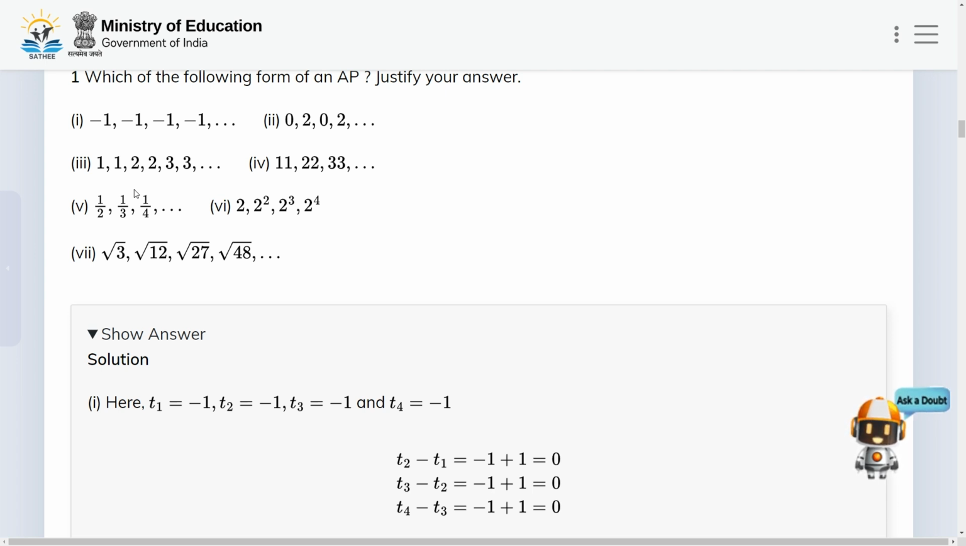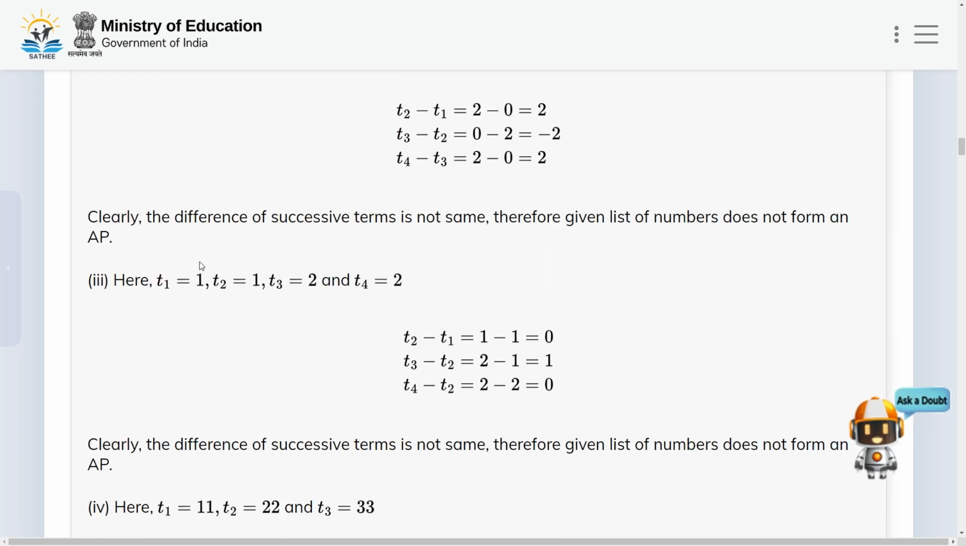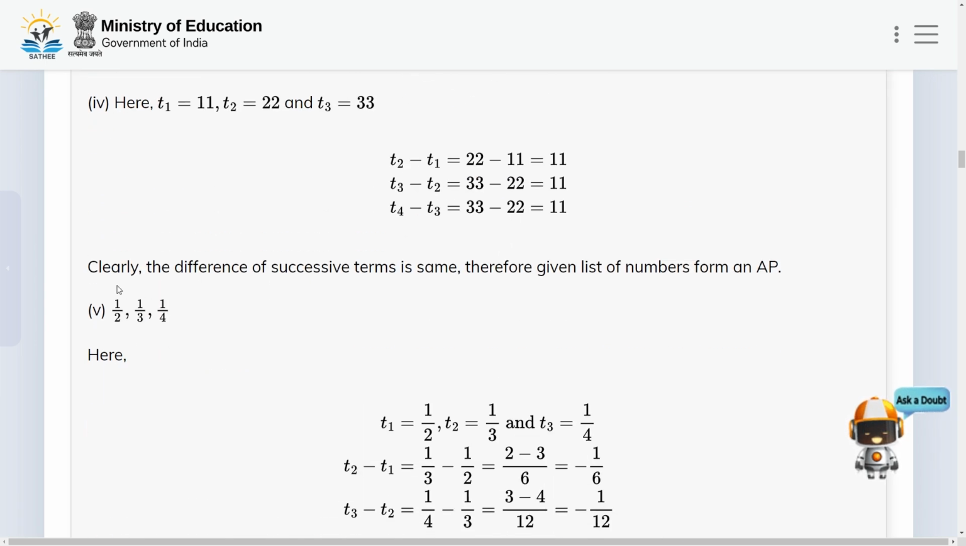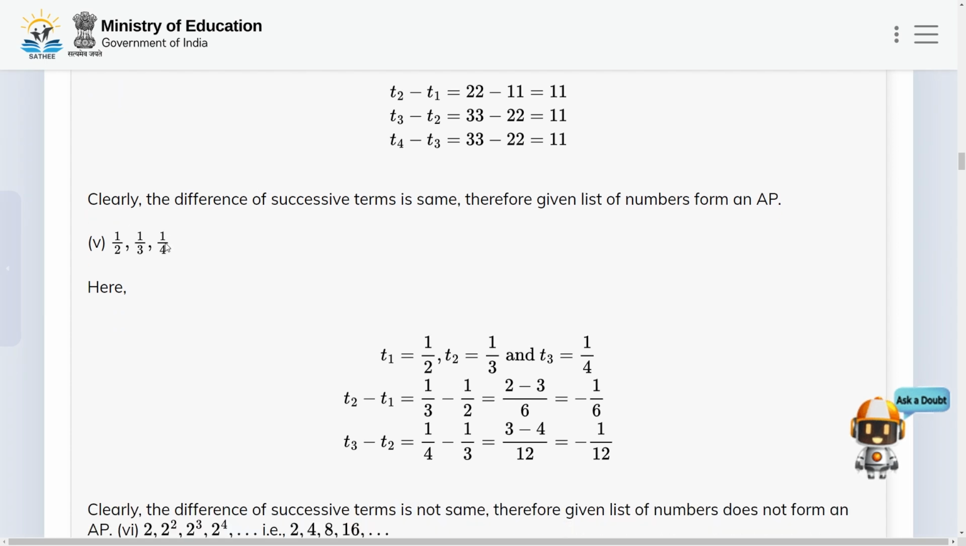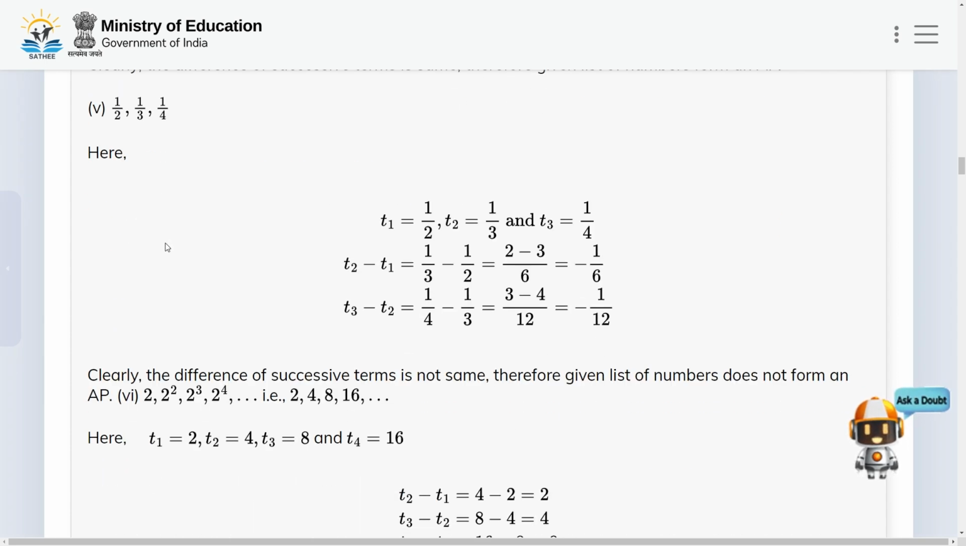Okay, so here the first term T1 is equal to 1 by 2, second term T2 is equal to 1 by 3, third term T3 is equal to 1 by 4. Now take the difference. T2 minus T1 is equal to 1 by 3 minus 1 by 2, and this is equal to (2 minus 3) divided by 6, which is equal to minus 1 by 6. And then T3 minus T2 is equal to 1 by 4 minus 1 by 3, and this is equal to (3 minus 4) divided by 12, which is equal to minus 1 by 12.